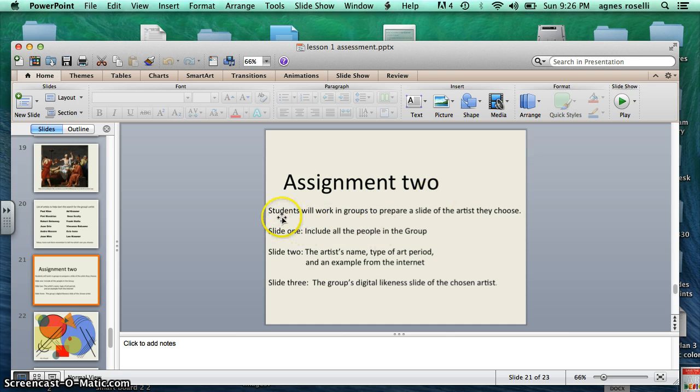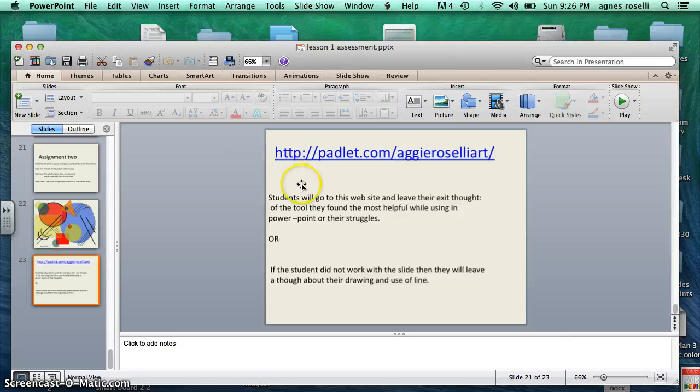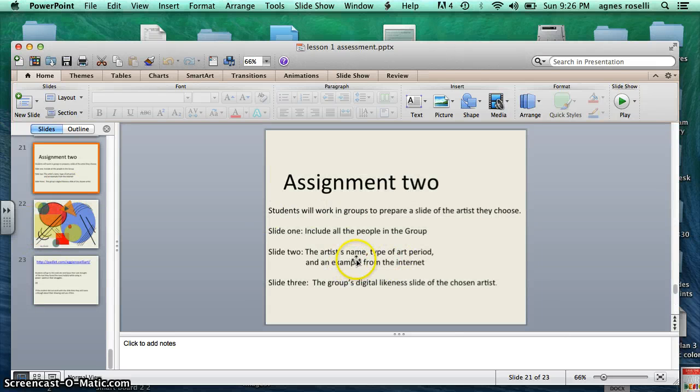So the first slide they will have are all the people in the group that they're going to be working with. The second slide of their group would be the name of the artist and the period the artist worked in, showing their research, along with a sample of the artist's works. And then the third slide is going to be a sample of the artist's work in a likeness.